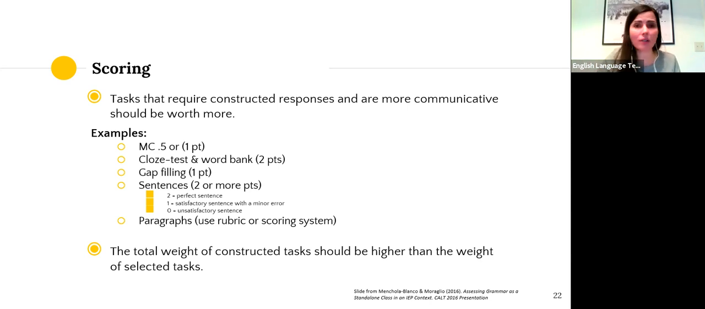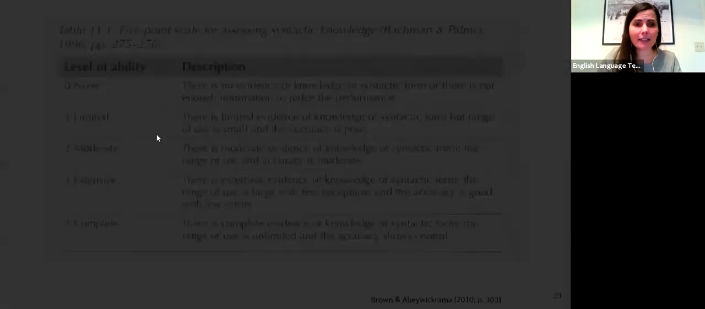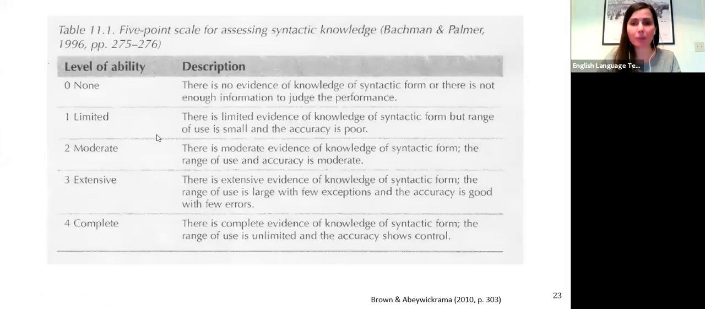But definitely, I always follow this: the select response item should always be worth less than the productive response, right? And then in the Brown and Bakerama book chapter that I sent to you, they have this sample rubric for assessing syntactic knowledge that you can adapt depending on the task you're giving the students. That was interesting. It's a development of the 2-1-0 for the sentence one, and you can use this to grade more complex tasks, right?